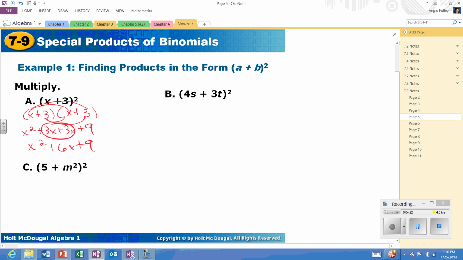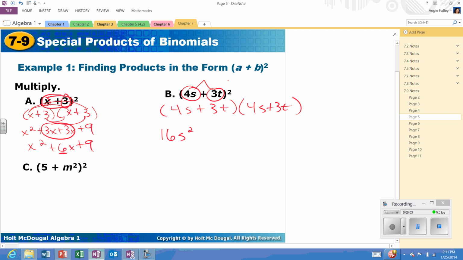So the shortcut for any binomial that's squared is it's the first term squared plus the two terms inside multiplied by each other and then doubled. So 3 times x is 3x, and then we double it to get 6, and then it's the last term squared. If that's too confusing to remember the shortcut, you can always FOIL it out to make sure you're on the right track. So 4s plus 3t times 4s plus 3t. So the trick is we take the first term squared. So 4s times 4s is going to be 16s squared plus these two terms times each other and then doubled.